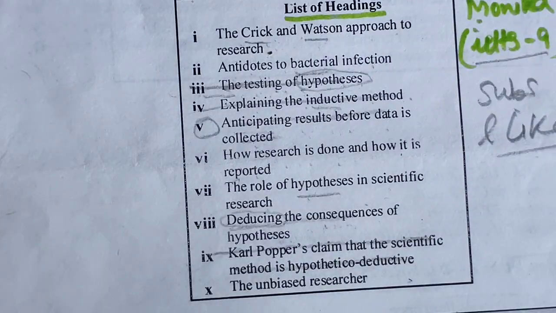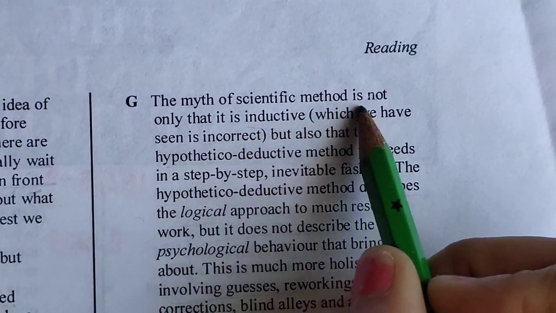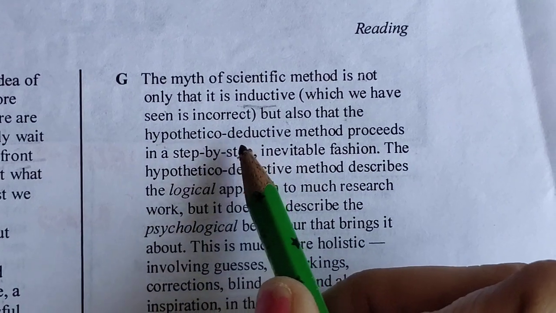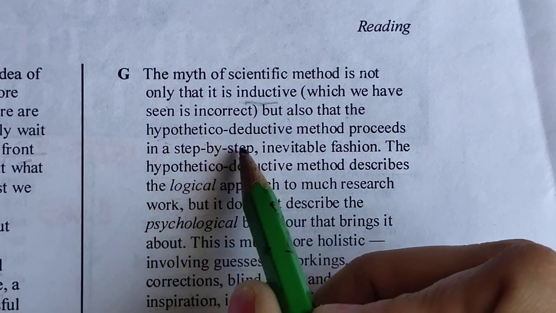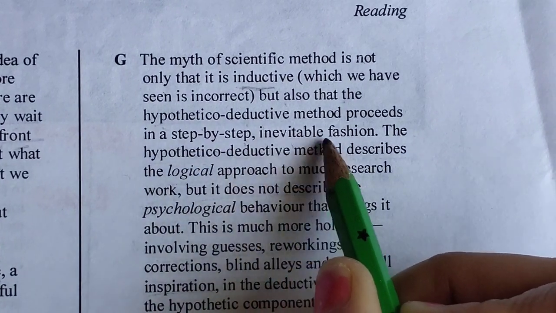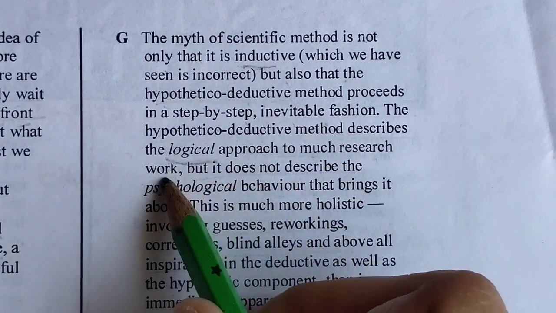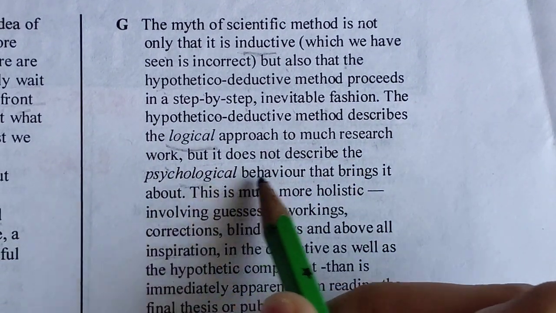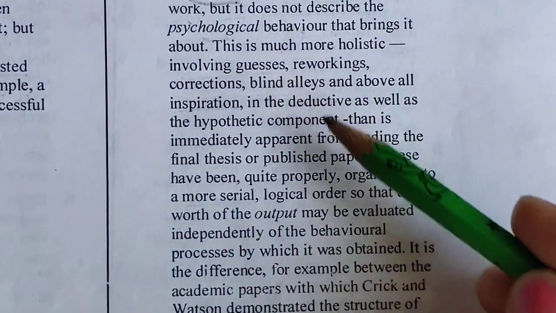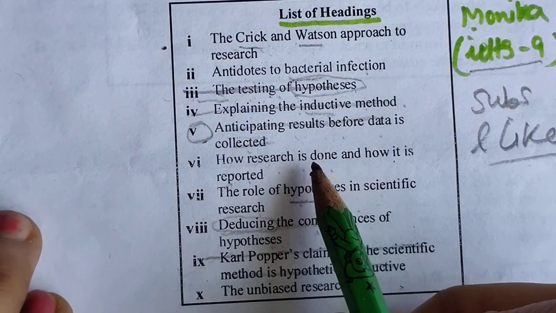Now G paragraph. Now G paragraph is this. The myth of scientific method is not only that it is inductive, but also that hypothetical deductive method proceeds in a step-by-step inevitable fashion. The method describes the logical approach to much research, but it does not describe the psychological behavior. It becomes more holistic. Okay, the whole paragraph is like that. So let's read it. We can try to find out.